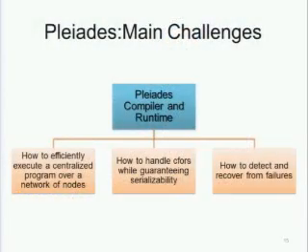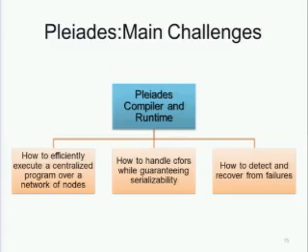Okay. So going back to the challenges faced by the compiler and runtime, the first challenge is how do we efficiently execute a centralized program over a network of nodes? The second challenge is how do we handle or provide concurrency for C4s while guaranteeing serializability? Lastly, how do we detect and recover from failures?